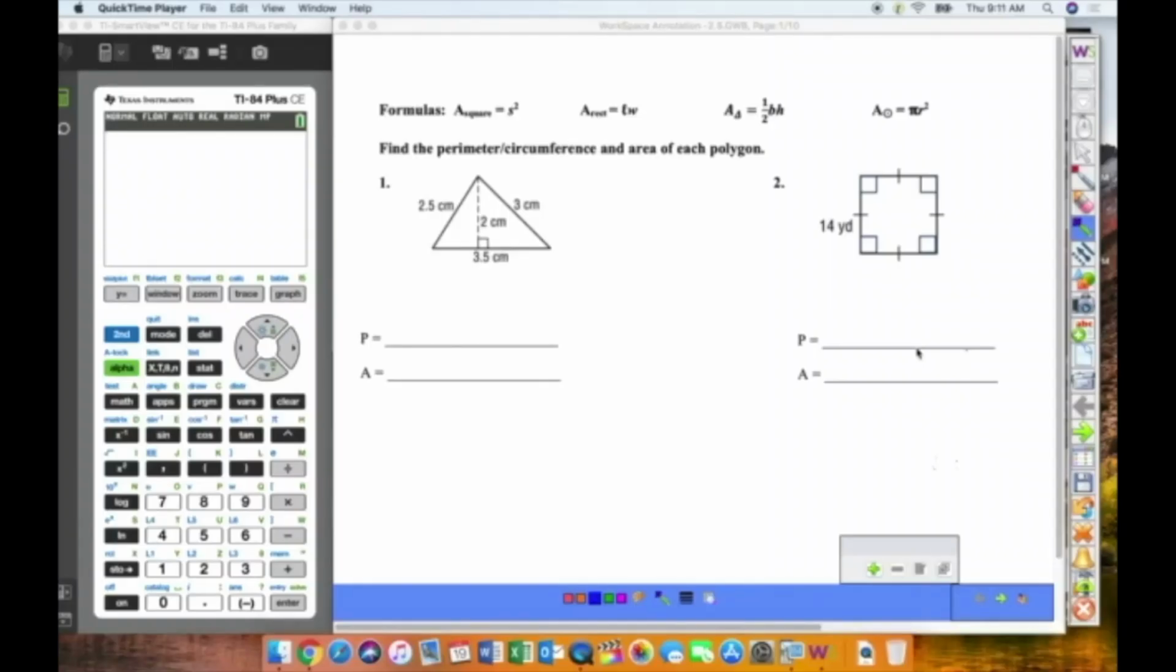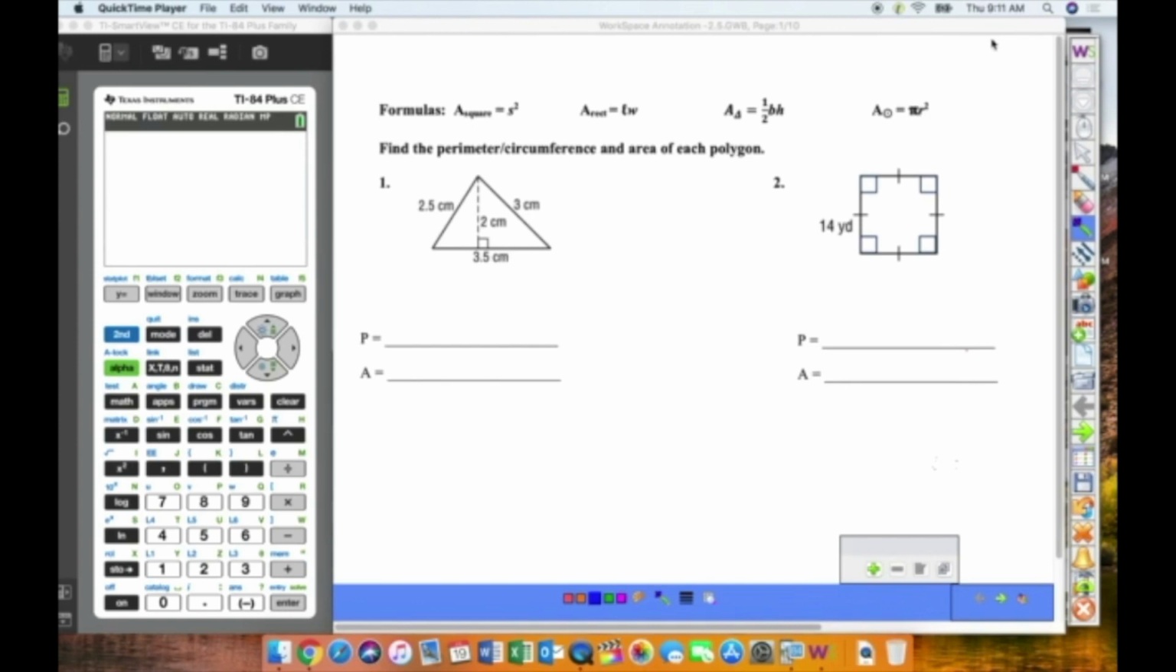Alright guys, 2.5 in advanced geometry, area, perimeter and circumference, and geometric probability. Start up top here with some basic formulas for our polygons and other shapes. The formula for the area of a square will be the side length squared. Area of a rectangle, length times width. Area of a triangle, 1/2 base times height, and area of a circle will be pi r squared.